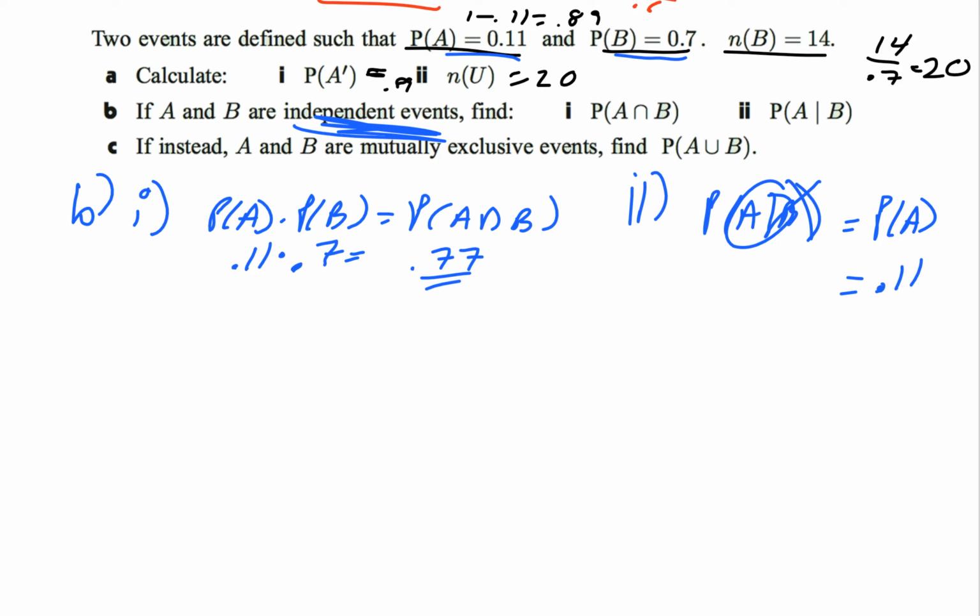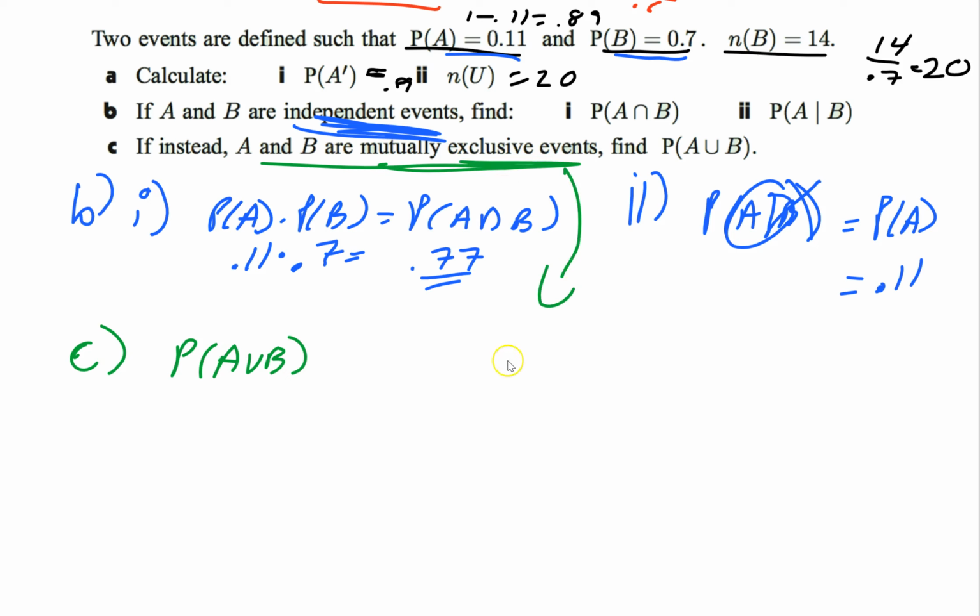So that's B. C says instead, if they're mutually exclusive, find the union. Right? Well, if they're mutually exclusive, and I want to find the union, probability of A union B, I can use the formula. So again, when you do these, it's all about what's the definition. Mutually exclusive means they have nothing in common. Mutually exclusive means A intersection B is 0. That's what it means. They have nothing in common.